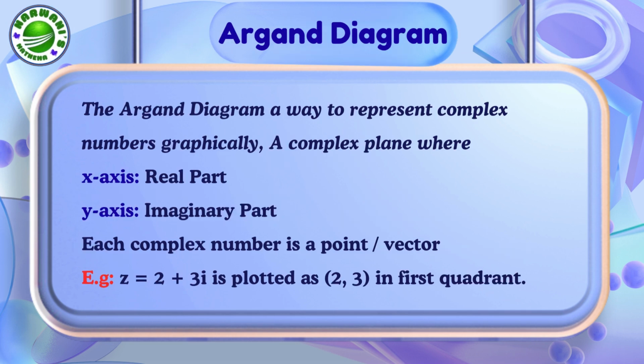Argand diagram of complex numbers. The Argand diagram is a way to represent complex numbers graphically, a complex plane where the x-axis is the real part and the y-axis is the imaginary part. Each complex number is a point or vector. For example, 2 plus 3 iota is plotted as the ordered pair (2, 3) in the first quadrant.